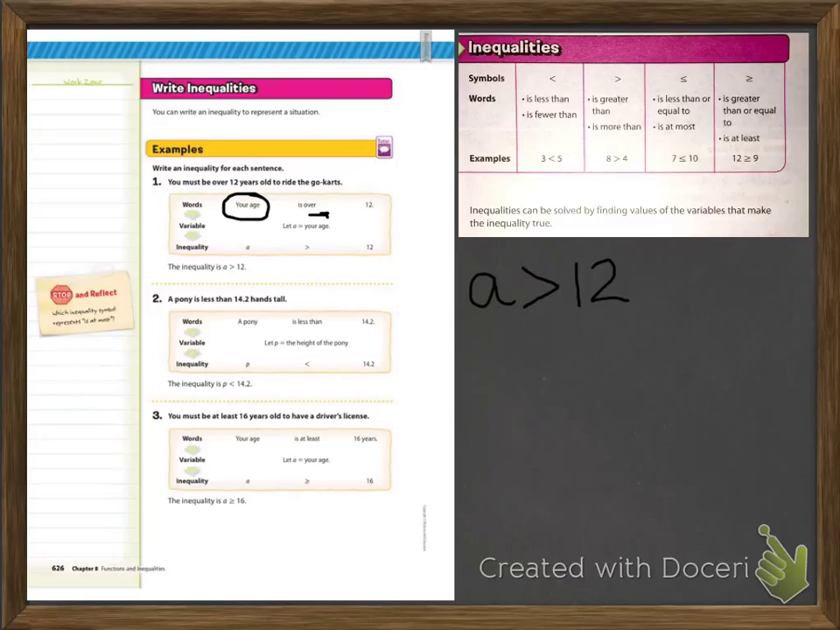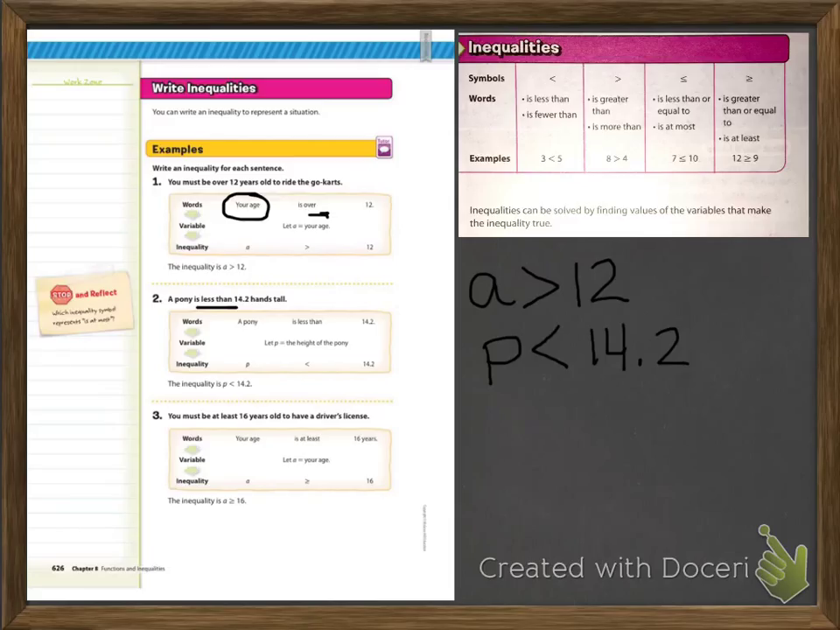On example 2, it says, a pony is less than 14 2/10 hands tall. Well, this was pretty easy here. You see the phrasing less than. We're going to use the variable p for pony. The symbol that goes with less than is the less than symbol, which points to the letter p. And then our number, which is 14 2/10. So the phrase p is less than 14 2/10 is the inequality that goes along with number 2.